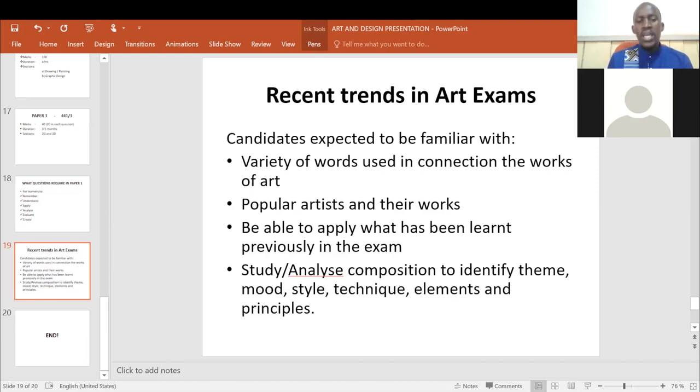Again, with the photographs, it is also of importance for the candidate to remember and identify famous art forms and their particular artists responsible for doing the works.